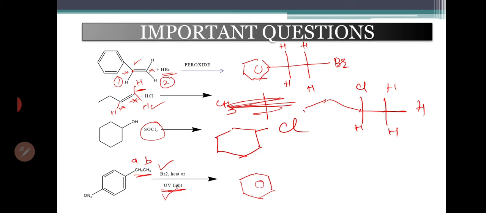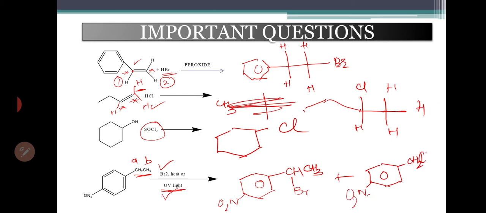In the benzene ring, NO2 will have no change, it will remain as it is. Then we'll have CH, where the first carbon's hydrogen is replaced. We'll get this one isomer, and in the other isomer, the hydrogen here will get replaced. So we'll get benzene ring, NO2, CH2, CH2 and Br. So this is simply a free radical halogenation reaction.